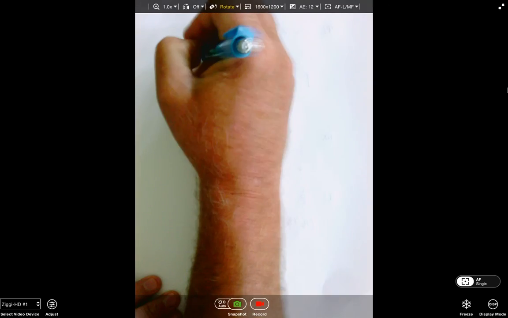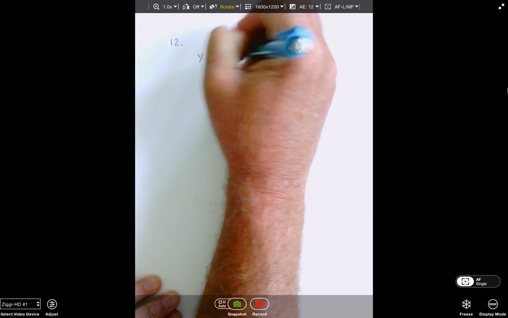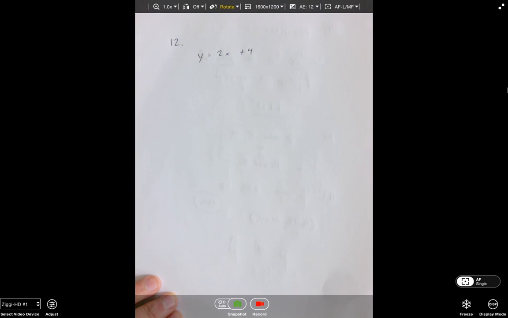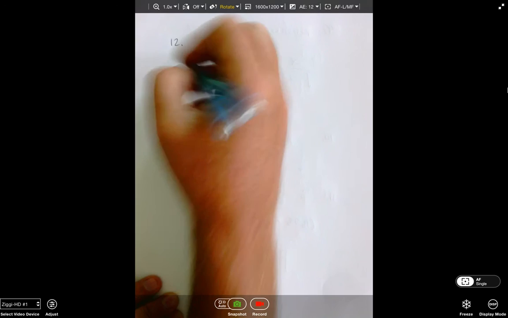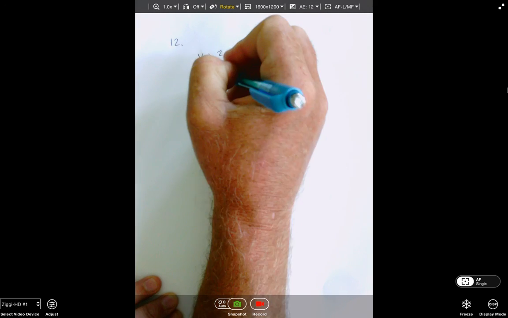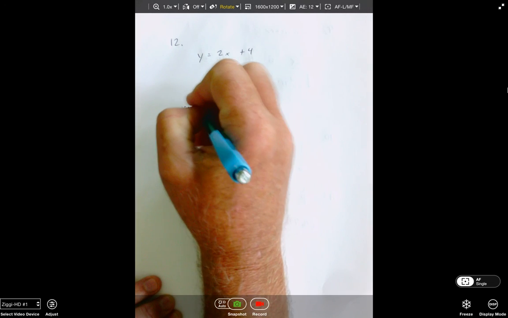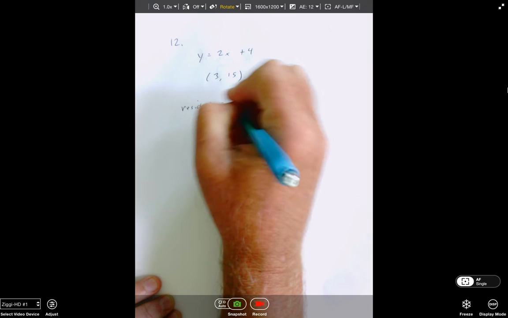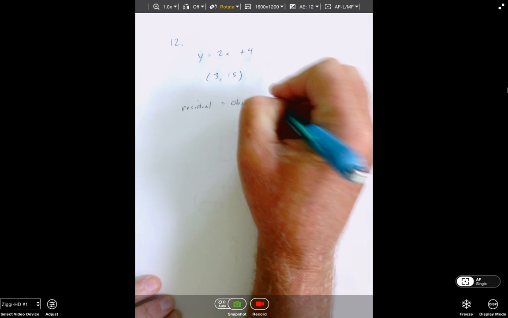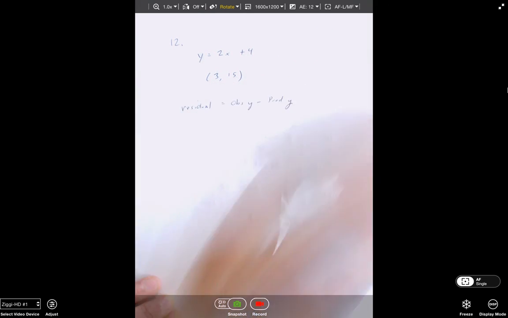Guys, final handout here. Data is collected on two variables, x and y. If the regression model is y equals 2x plus 4, what is the residual for the ordered pair (3, 15)? Well, just like before, what's a residual? It's the observed y minus the predicted y.